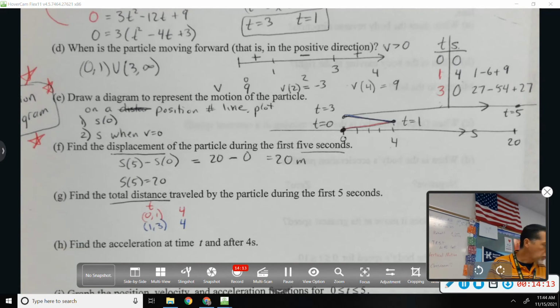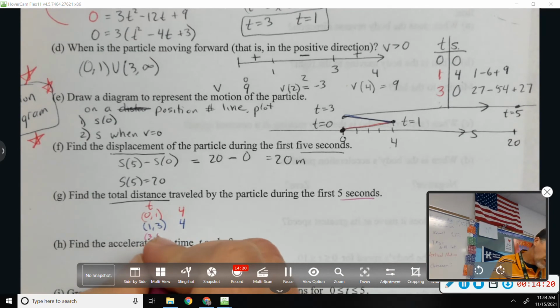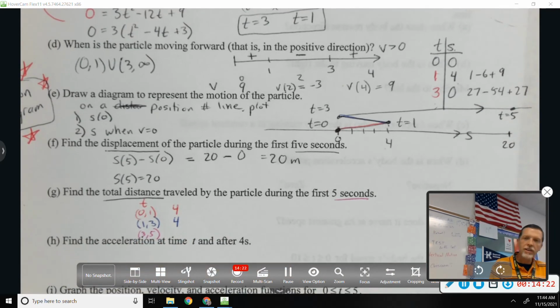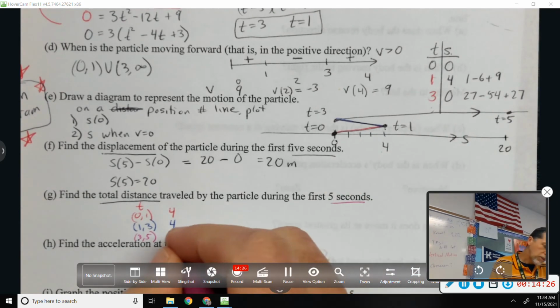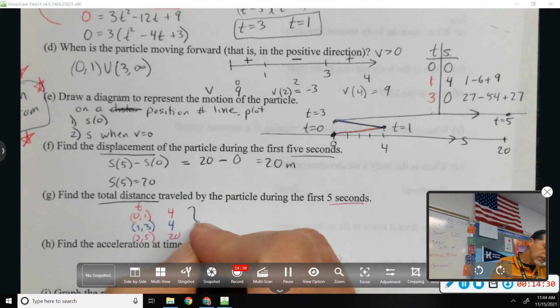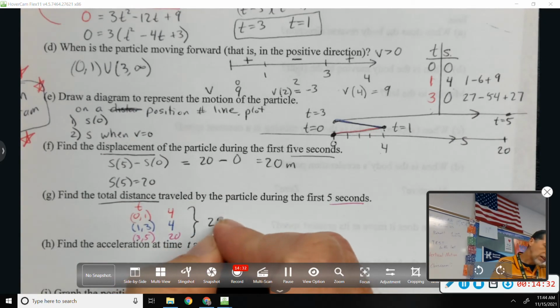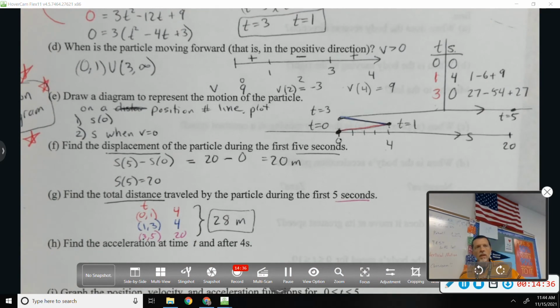And then from 3 to 5, since we were stopping at 5 seconds, how far did we run, or how far did our particle travel? 3 to 5, that was 20. So our total distance traveled is 28 meters. But there's not really a formula for that. You draw a correct motion diagram and piece it together.